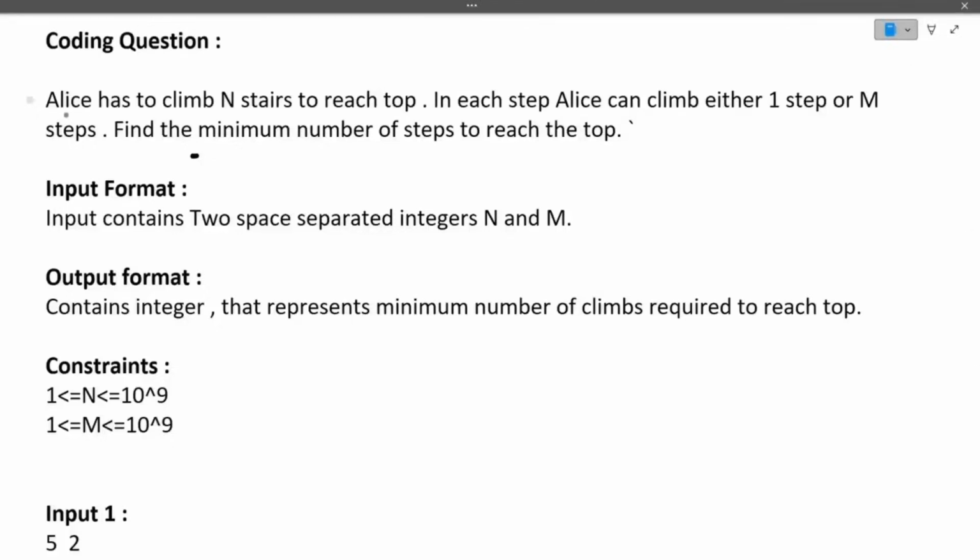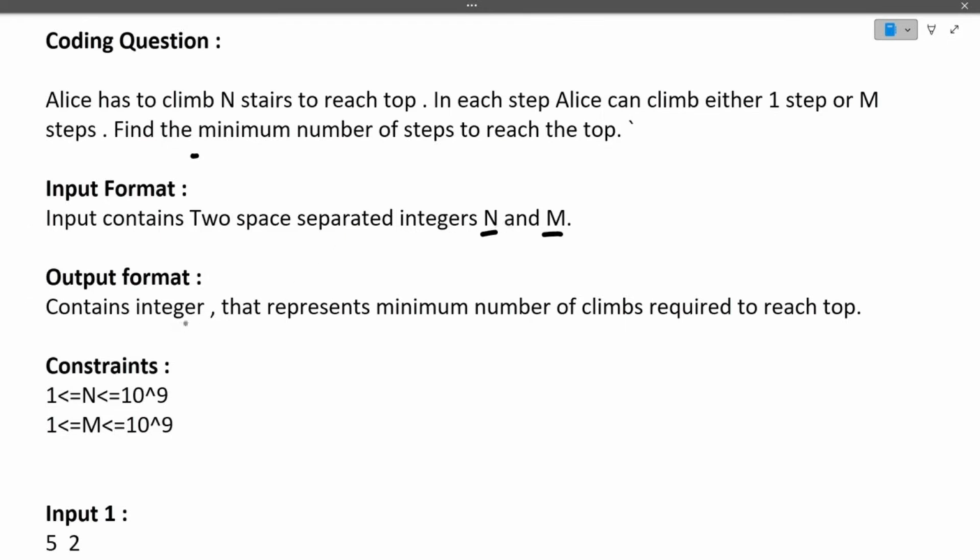So the question here is, Alice has to climb n stairs to reach the top. In each step Alice can climb either one step or m steps. Find the minimum number of steps to reach the top of the stairs. Let's see the input format. Input contains two space separated integers n and m. n is the total number of stairs and m is the integer value for how many steps at once Alice can climb.